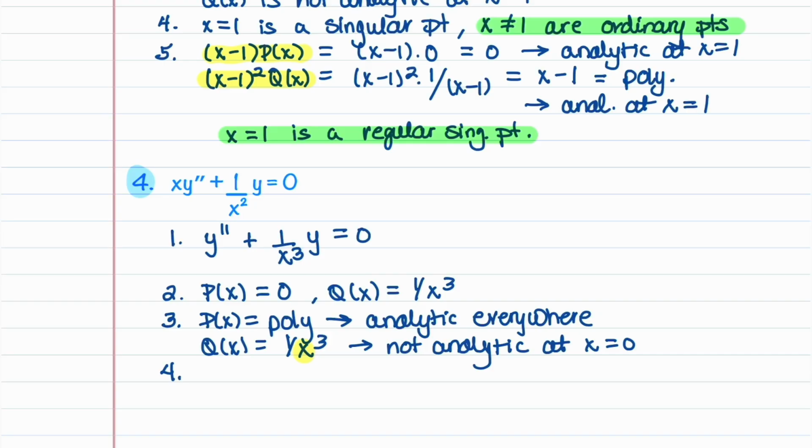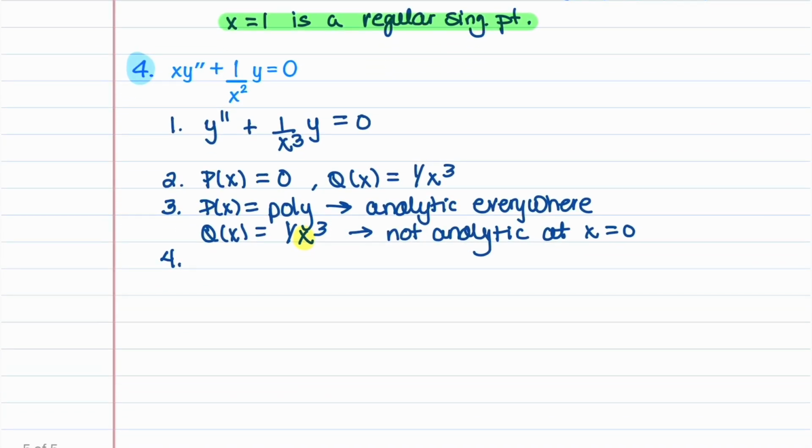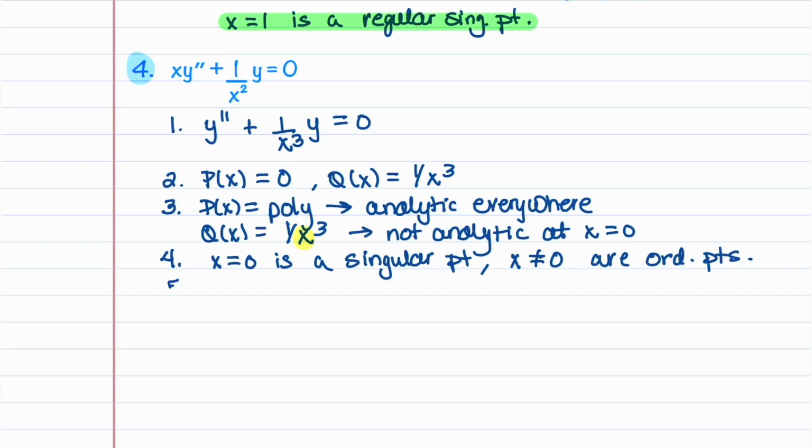Now in step 4, we need to classify our points. Since q of x is not analytic at x is equal to 0, we say that x is equal to 0 is a singular point. And then the points x not equal to 0 are ordinary points. Now for our last step, we have to classify the singular point as regular or irregular.